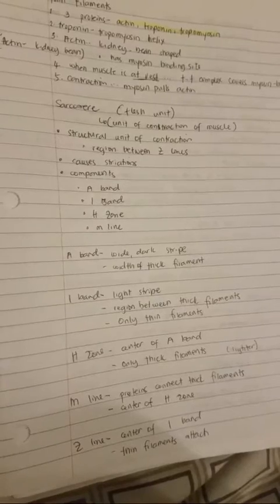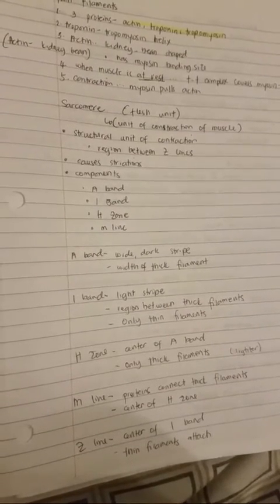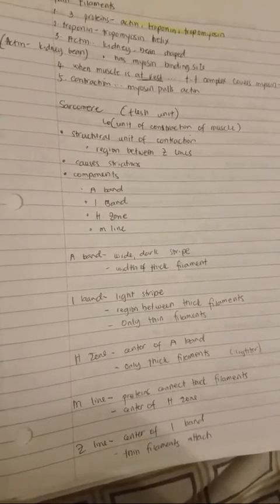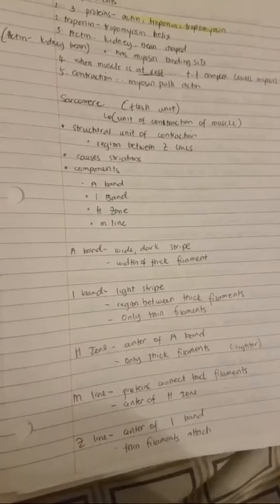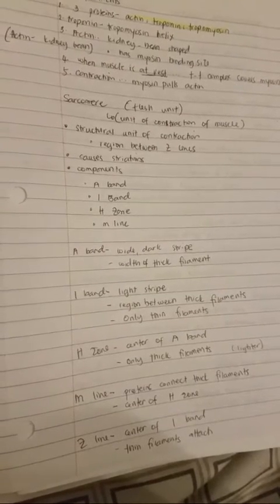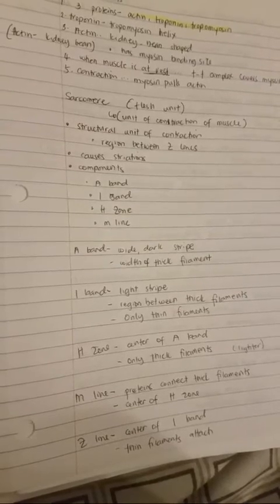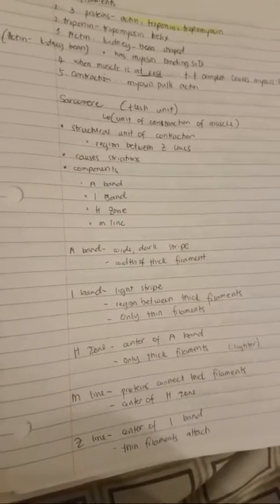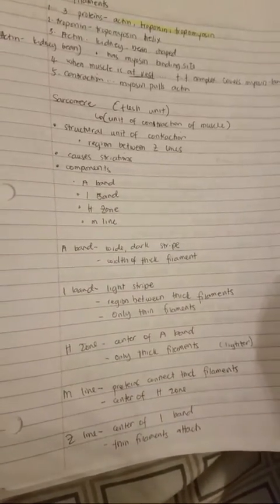Sarcomere, flash unit or unit of contraction of muscle. Structural unit of contraction, we have region between Z lines. It causes striations. Components, A band, I band, H zone, M line. A band is a wide dark stripe, width of thick filament.